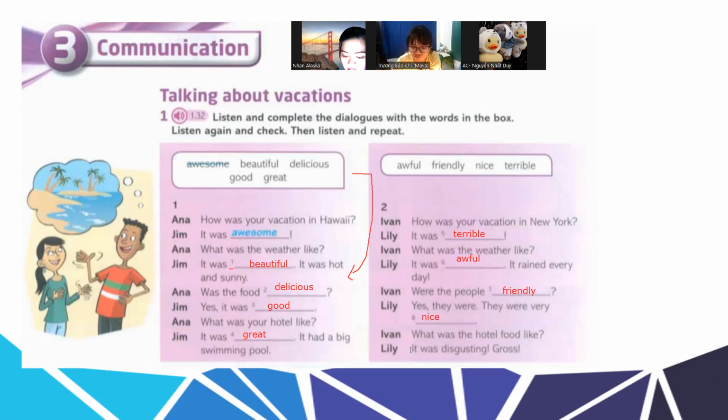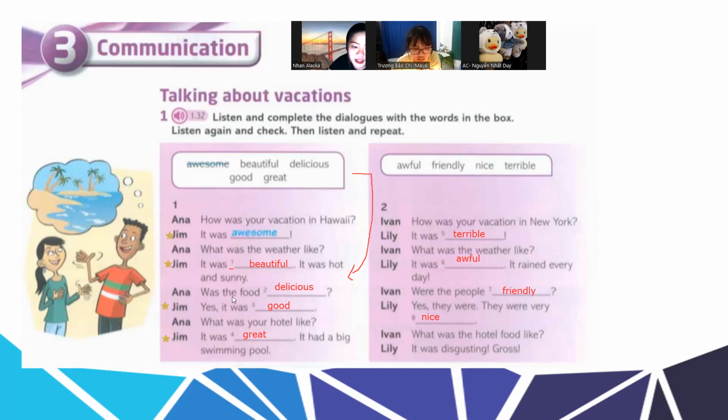Maya, let's practice this one. In the first situation, you will be Jim, and Miss Cha will be Anna. How was your vacation in Hawaii? It was awesome. What was the weather like? It was beautiful. It was hot and sunny. Was the food delicious? Yes, it was good. What was your hotel like? It was great. It had a big swimming pool.